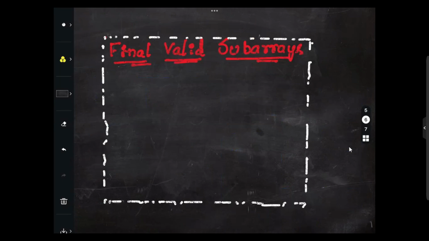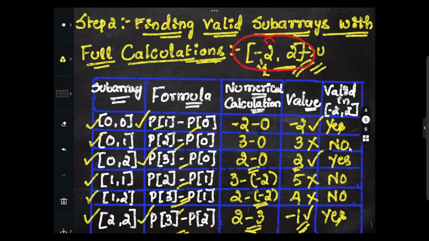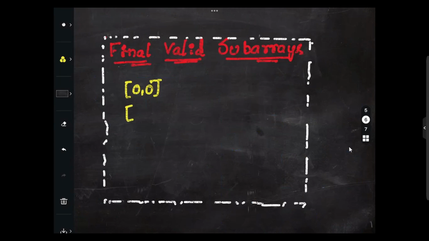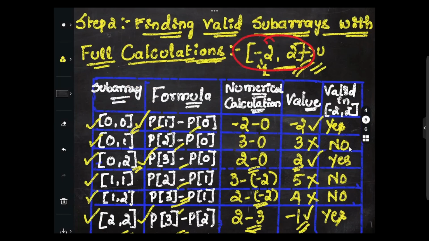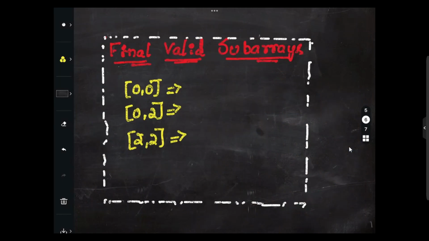Just give me a second here. Let me write here: 0, 0, and the second one was this one, right? 0, 2, and third one is 2, 2. These three we have to consider: 0, 0, 0, 2 and 2, 2. This is the subarray. What are the sums here? -2, +2 and -1. I'll just write plus 2 and minus 1.